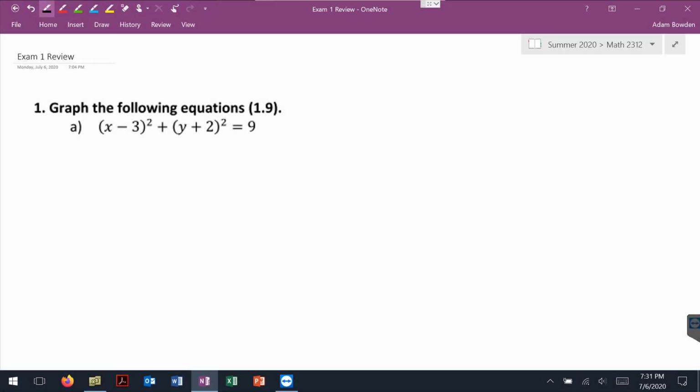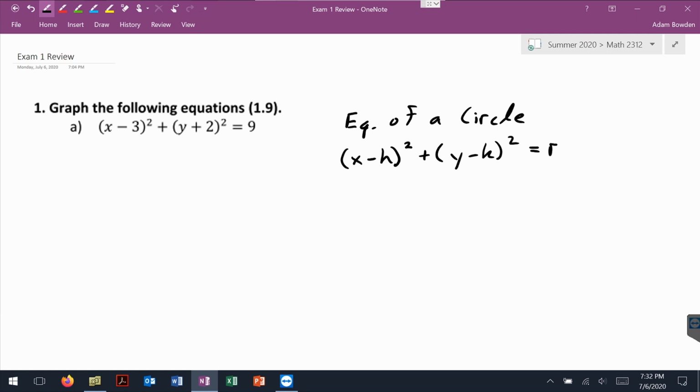For the exam 1 review, I'm going to start here with number 1A, which says graph the following equation. This equation is the equation of a circle. And if we recall what the equation of a circle looked like, it was x minus h squared plus y minus k squared equals r squared.